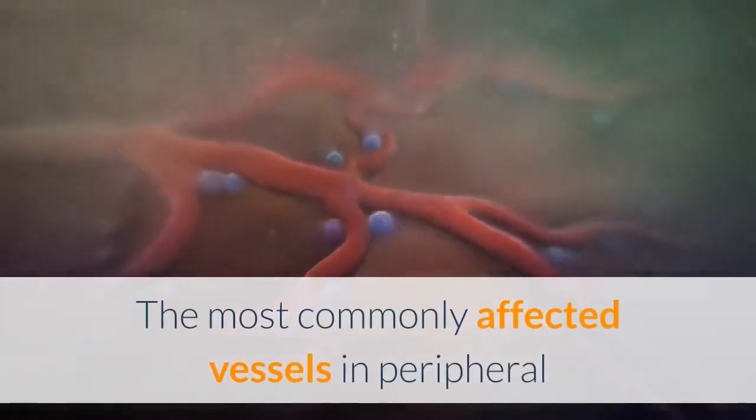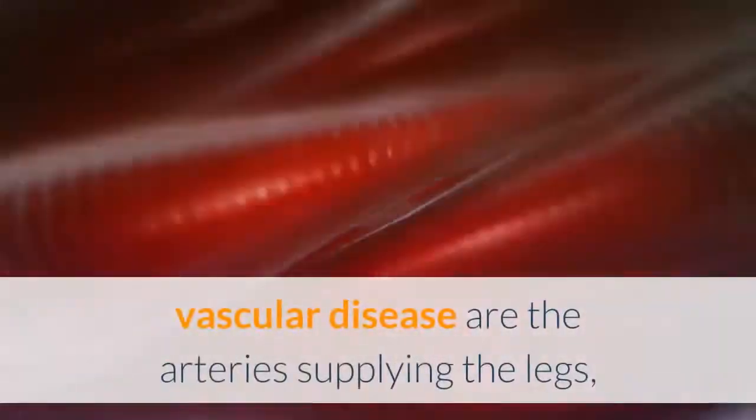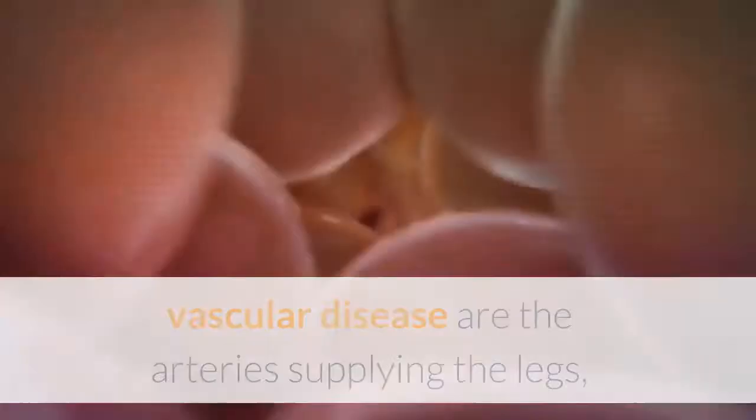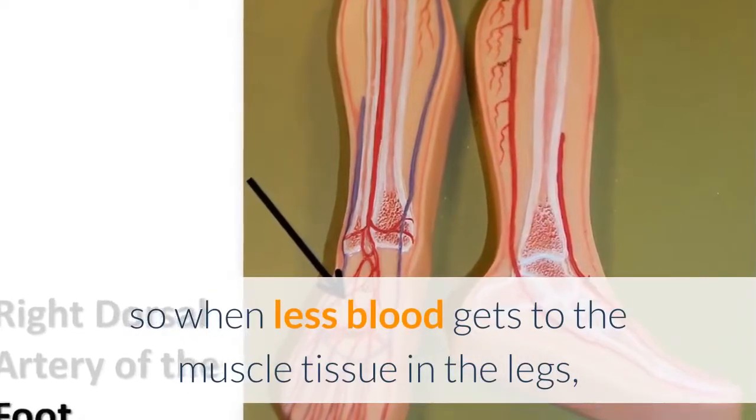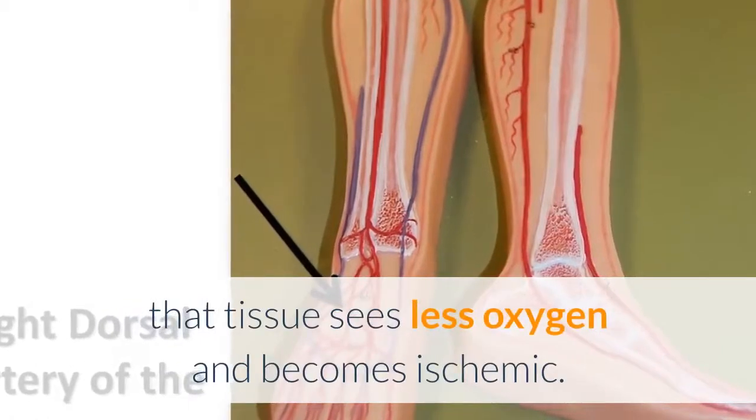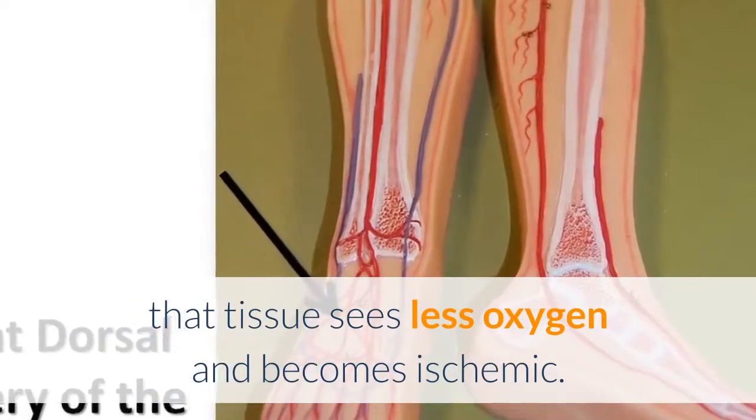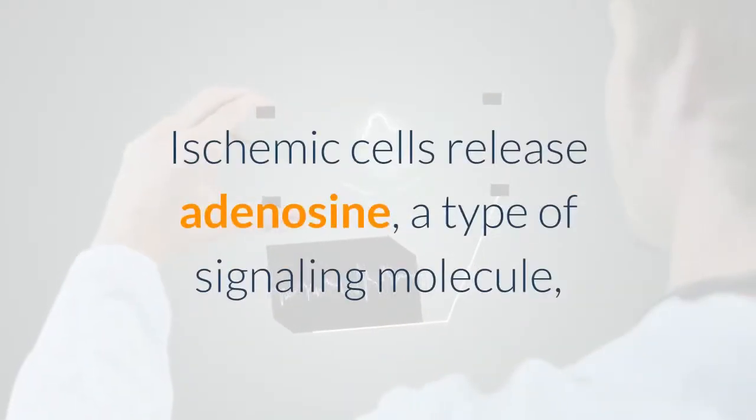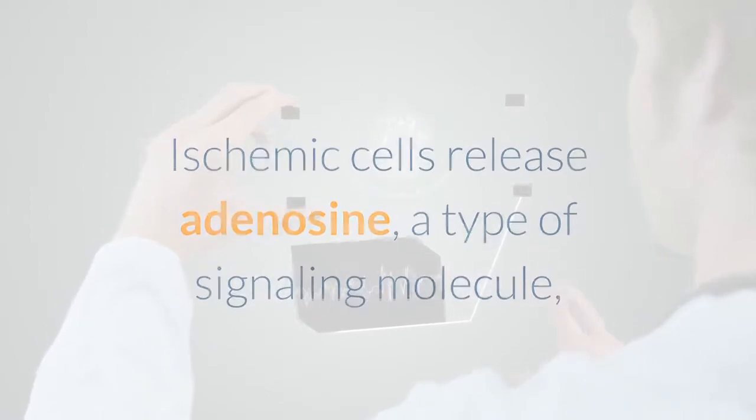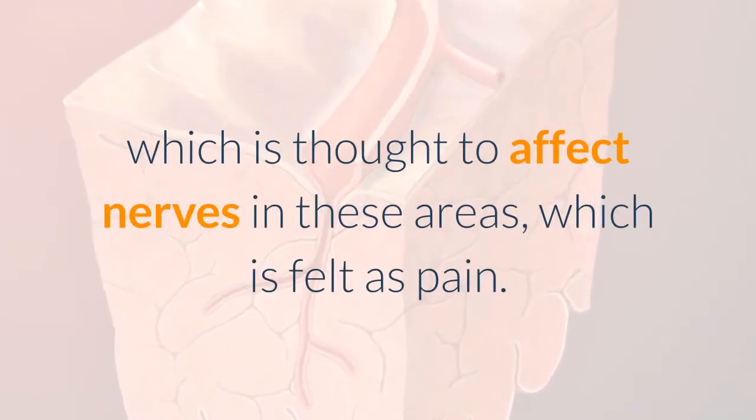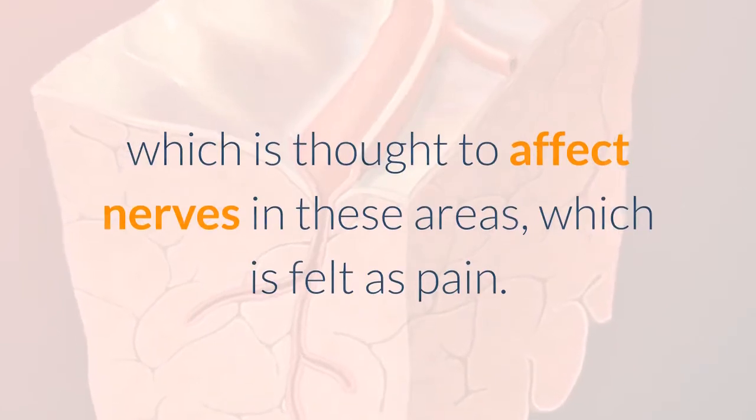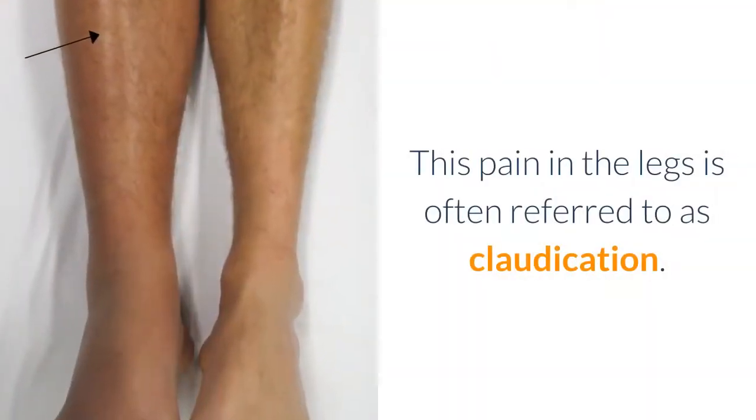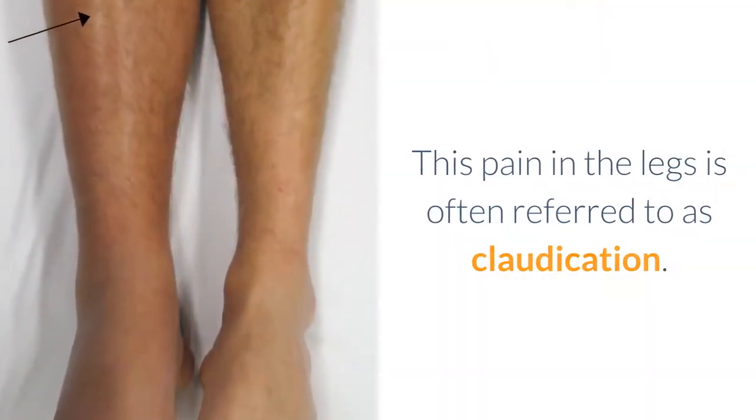The most commonly affected vessels in peripheral vascular disease are the arteries supplying the legs, so when less blood gets to the muscle tissue in the legs, that tissue sees less oxygen and becomes ischemic. Ischemic cells release adenosine, a type of signaling molecule, which is thought to affect nerves in these areas, which is felt as pain. This pain in the legs is often referred to as claudication.